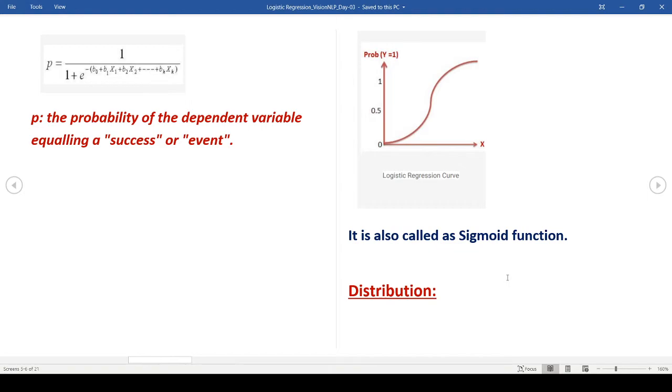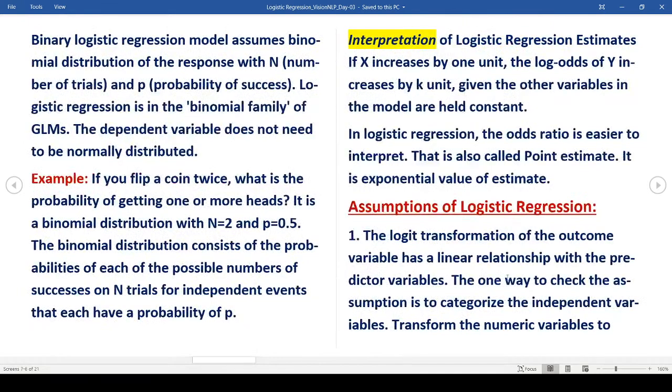All right. So now we talk about the distribution. What is distribution? Here is how binary logistic regression works exactly. The binary logistic regression model assumes a binomial distribution of the response with n number of trials and probability of success.